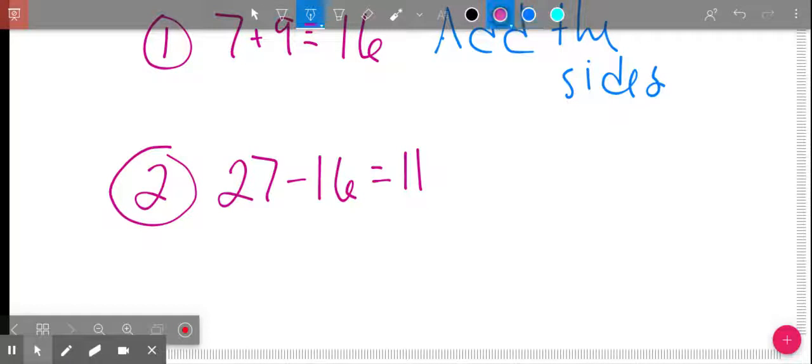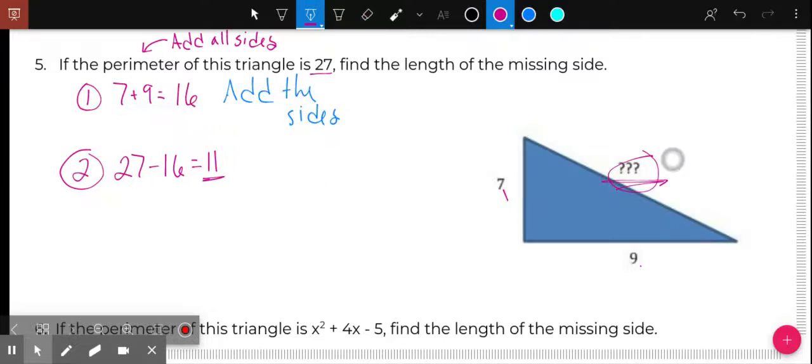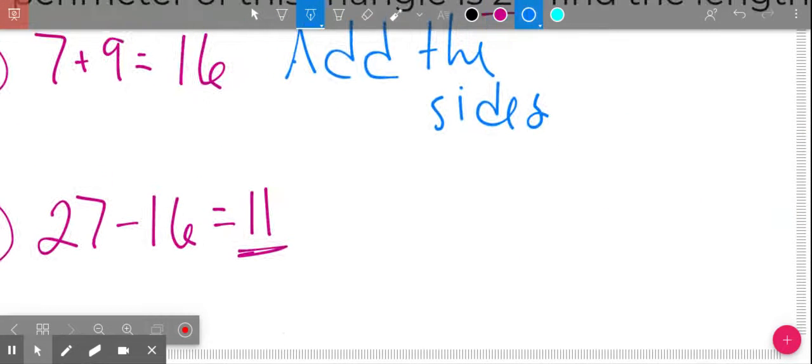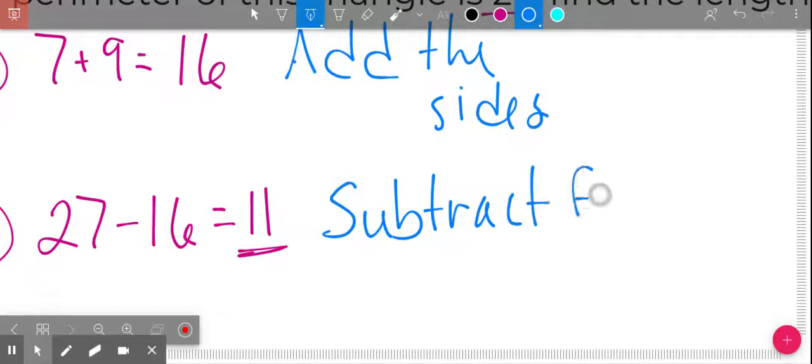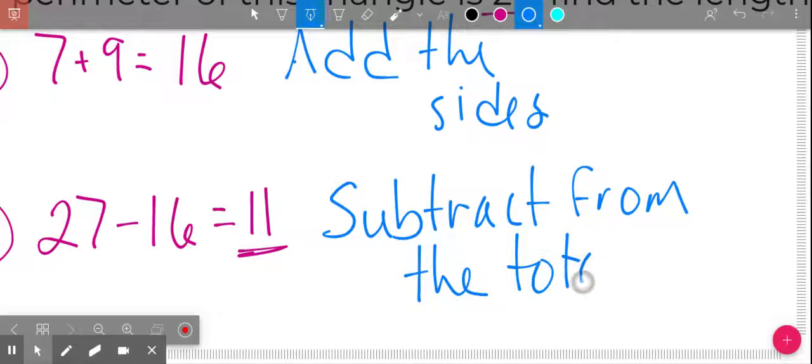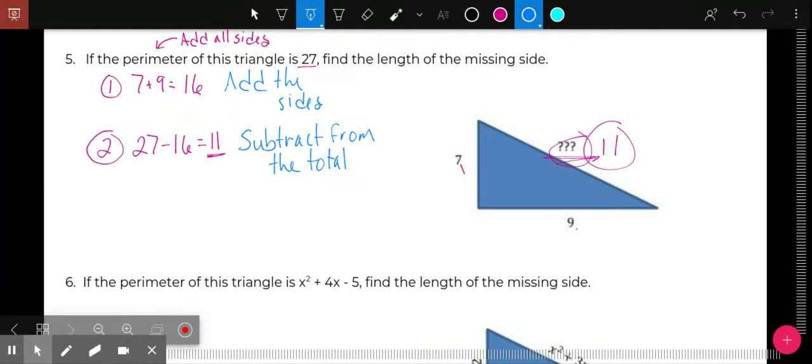Okay, and that's going to be the length of my missing side. So my missing side over here has to be 11. And what did we do in that step? We subtracted from the total. Okay, so looking at that, we added the two sides and then we subtracted the total. Guess what? Today we are adding polynomials and subtracting polynomials. So we're going to do the same exact problem, same steps, only now we're going to be adding and subtracting.